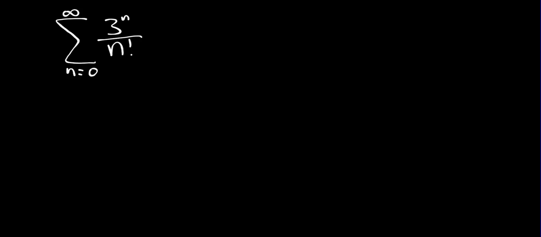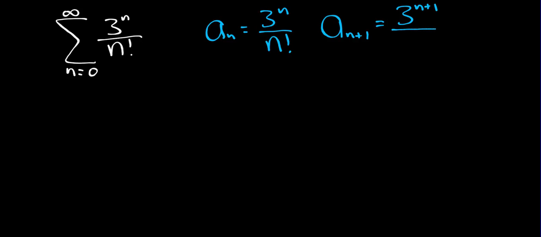So let's look at some examples of how we would use the ratio test to determine convergence. This one, for example, we've got 3 to the n over n factorial, and notice here the a sub n is the 3 to the n over n factorial, and what we want to do is find a sub n plus 1. Well, that just means I replace the n's with n plus 1. So we've got n plus 1 factorial here. And what the ratio test calls for is the evaluation of this limit.